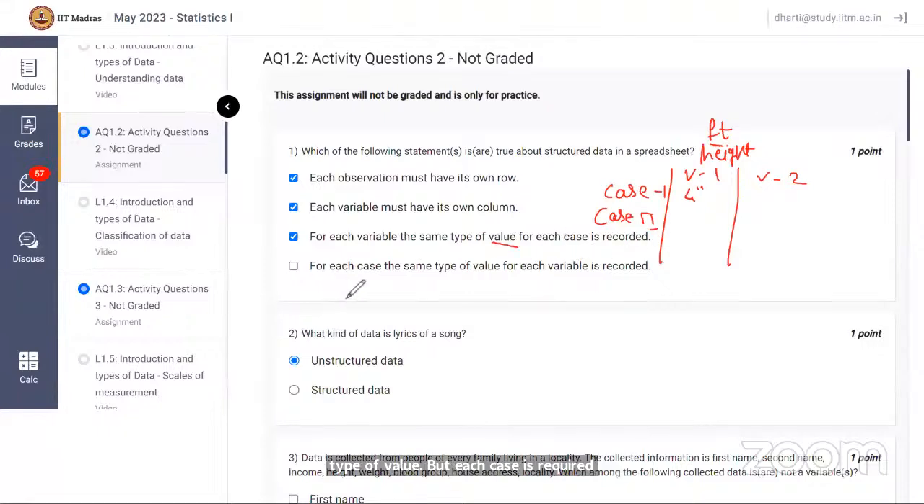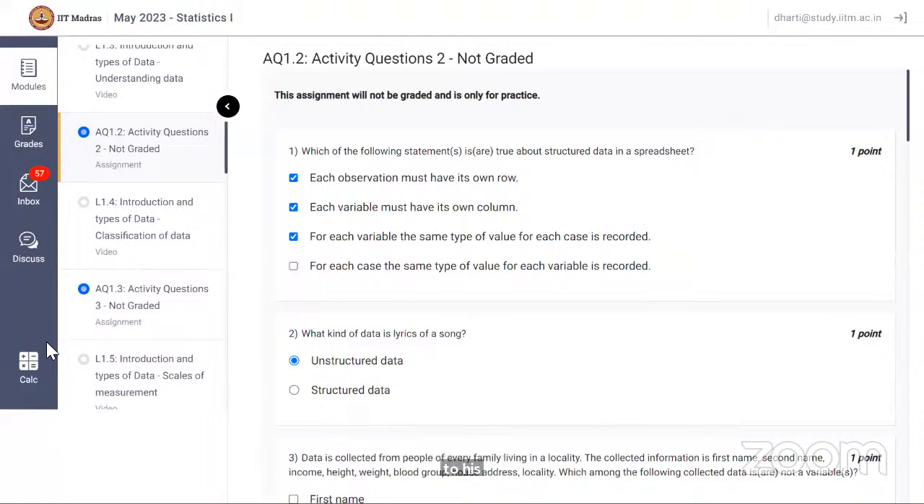And if you read the last statement, it says for each case, the same type of value for each variable is recorded. So it is false. Why? This is height. Let's say my variable 2 is blood group. Then read line number 4 again and you will get why it is false. The type of value is different for each variable, for each case. Understood? Yeah. Thank you.